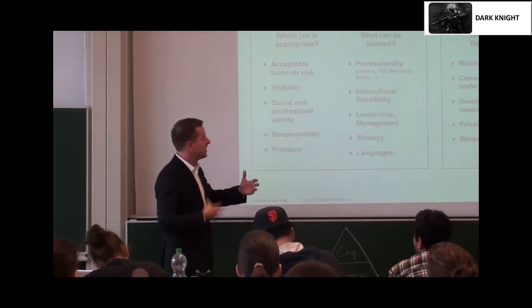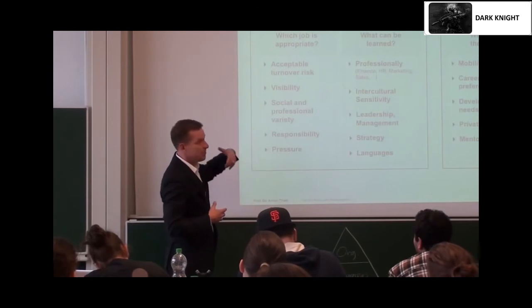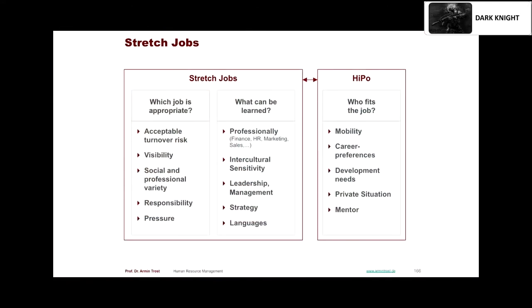The assistant to the CEO is a job where you have acceptable turnover risk. That means it's okay when every 2 years a different person takes over this role. It's okay. Yeah? You are really visible. You will increase your network. You will meet a lot of senior people. Yeah? When you were the assistant of the CEO, everybody in the company will know you, and probably you will know a lot of people in the company. You have a lot of social and professional variety. You do very different things with very different persons. You get a lot of insights into a lot of things, and you have much responsibility.